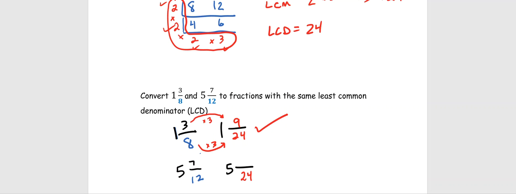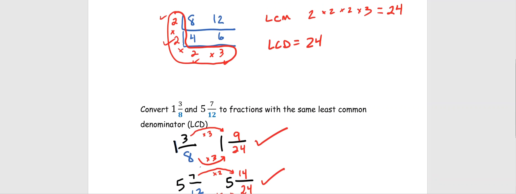I'm going to do the same thing down here. I know my 5 and 7/12 needs to be converted to 5 and some unknown number of 24ths. So I first need to find out 12 times what is 24, and that's 12 times 2. So my numerator, the 7, is going to get multiplied by that 2 as well, and that's going to give me 14. So 5 and 7/12, when converted to a denominator of 24ths, becomes 5 and 14/24. So that is all that we are doing here.